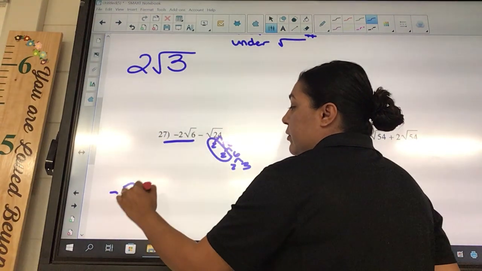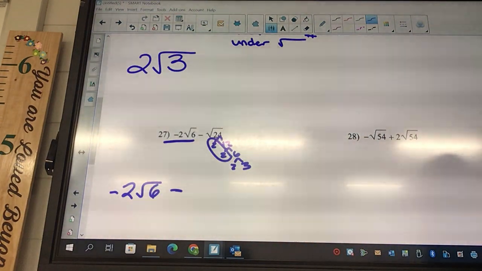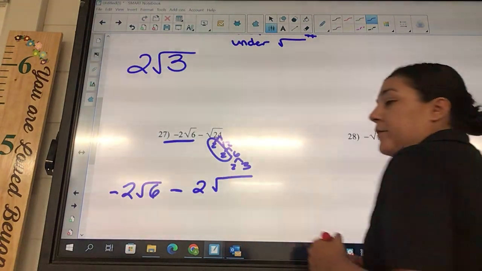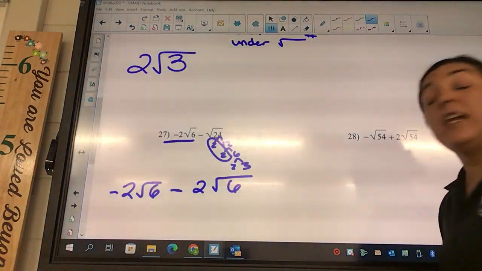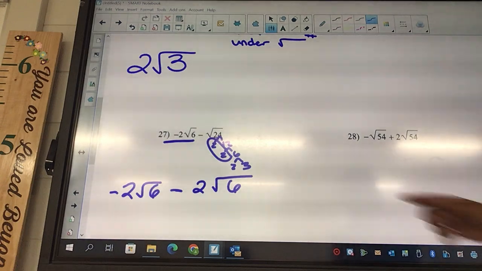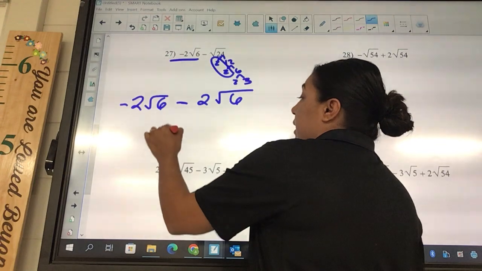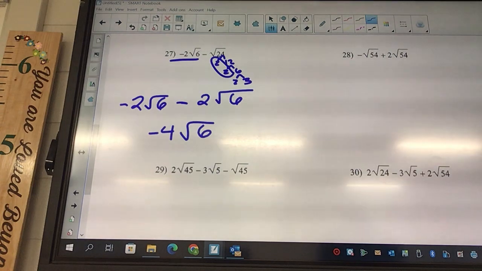So you're going to have negative 2 square root 6 minus, what number is going to go on the outside? The 2. What's going to go back on the inside? 2 and 3. And what do you do with those? Multiply them. So what is that going to be? 6. Now, do they have the same number underneath the radicals? Yes, so now we can add the outsides together. What is negative 2 minus 2? Negative 4 square root 6. We've got 3 left.